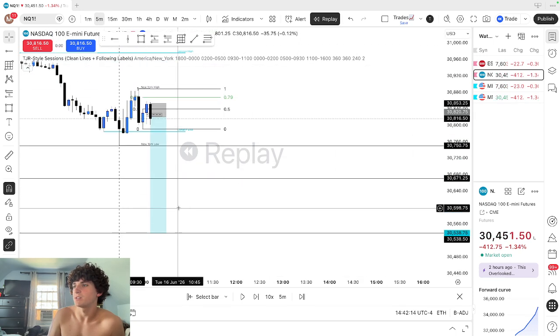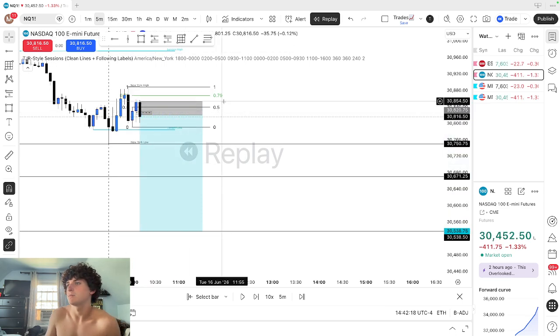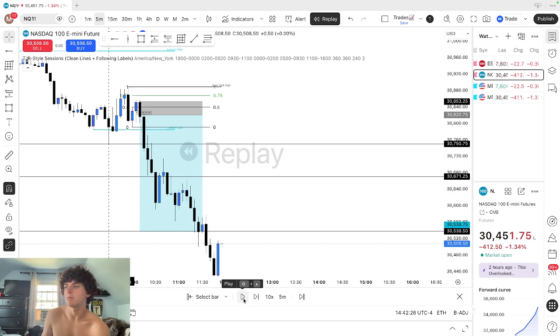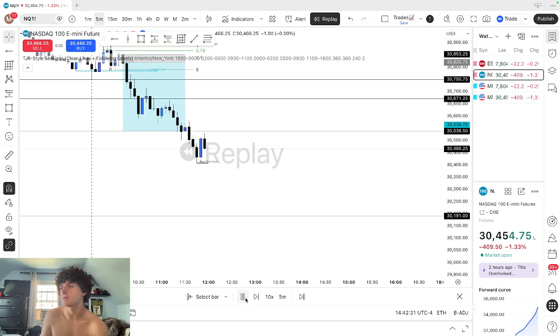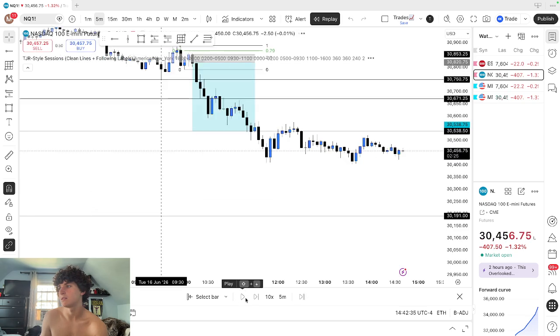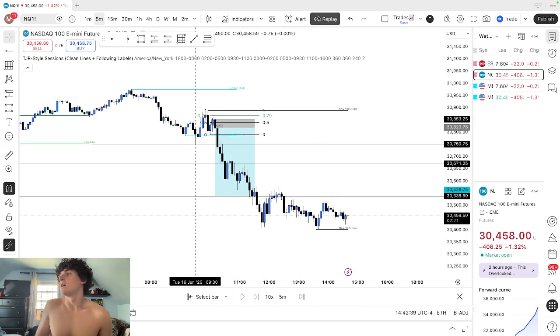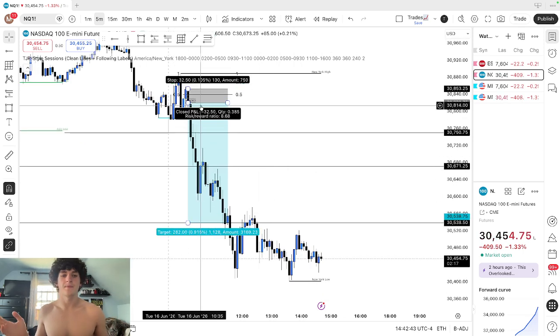Realistically, I would have probably just put it here. I wouldn't have put it all the way down there. Okay, let's see how this plays out. Boom. And does it even end up taking that out? Imagine if it does. Okay, no, we're okay now. Alright. But yeah, that's the trade that I missed out on today.